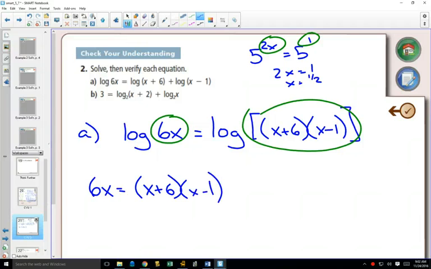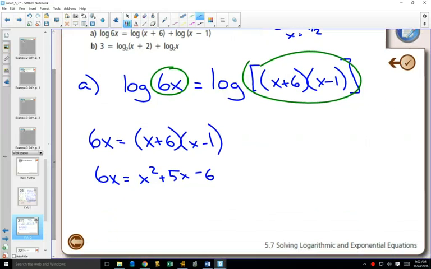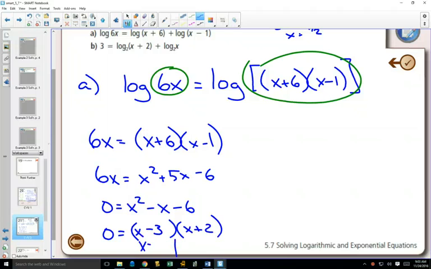How do we solve this kind of equation? What kind of equation is this? It's going to be a quadratic. Multiply it all out, okay? 6x equals x squared plus 5x minus 6. And then you have to make one side equal to 0. See if we can factor it, which we can. And we get x is equal to 3 and x is equal to -2.